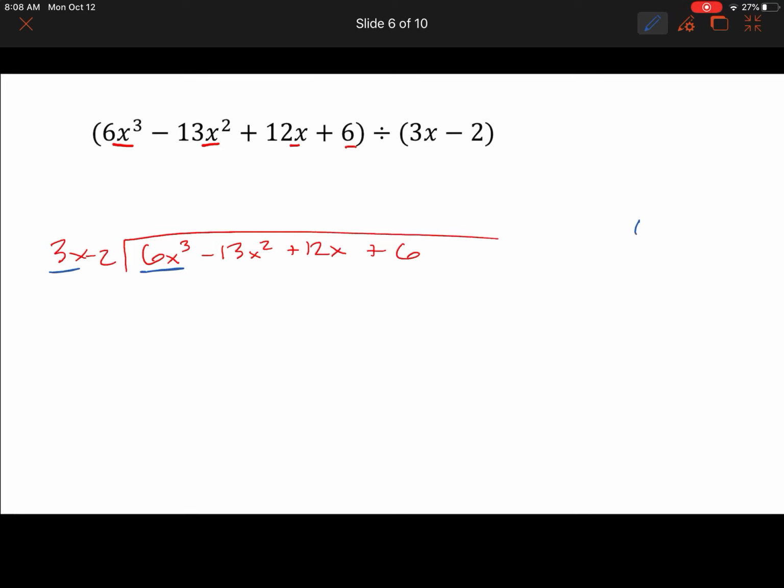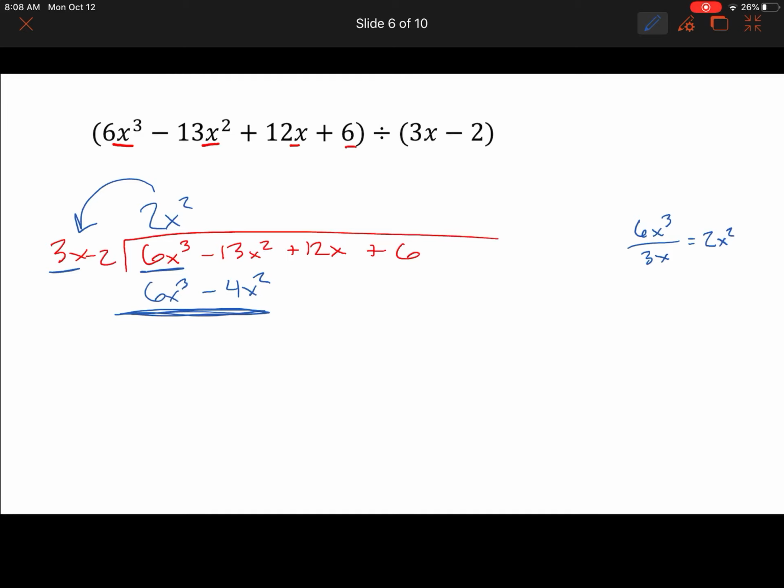Okay, so again, first term on the inside, first term on the outside. So I'll write a little thing over here, 6x cubed divided by 3x. So number 6 divided by 3 gives me 2. X cubed divided by x gives me x squared. So 2x squared is my first part of my answer. So 2x squared times 3x gives me the same term, 2x squared times negative 2.